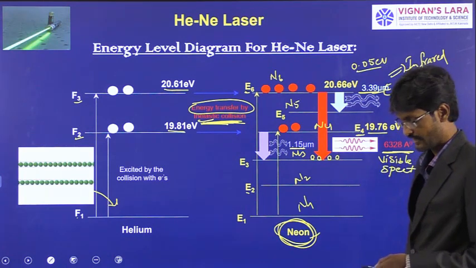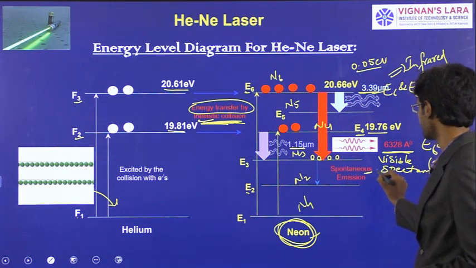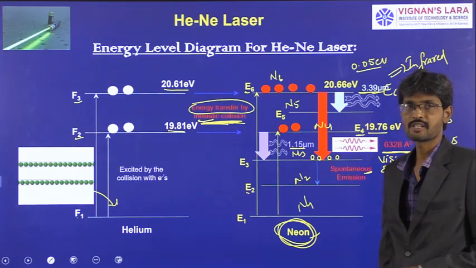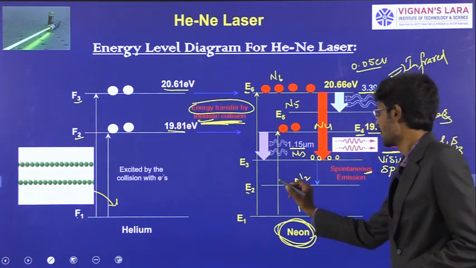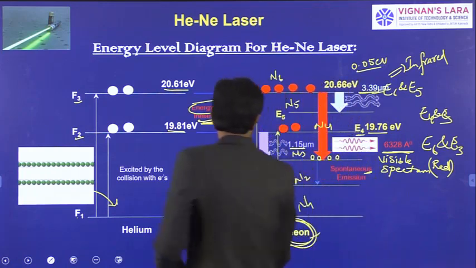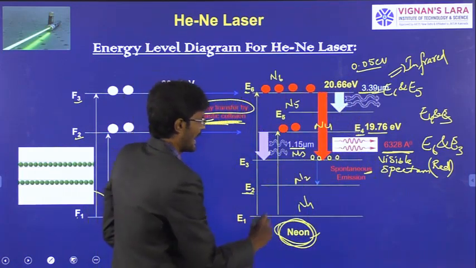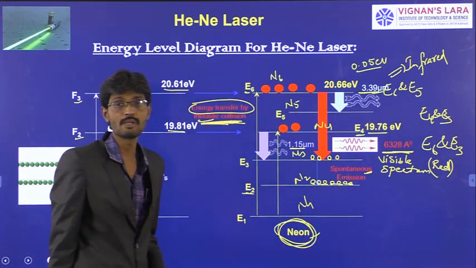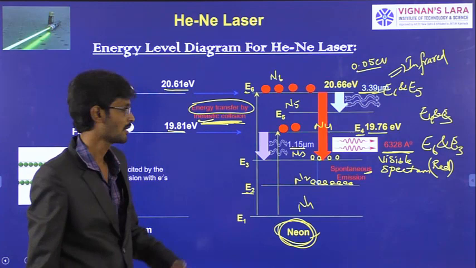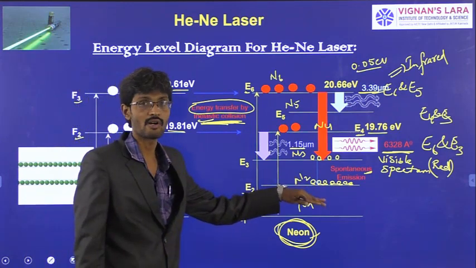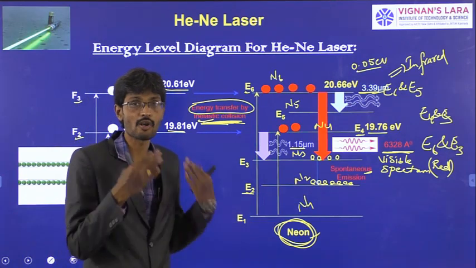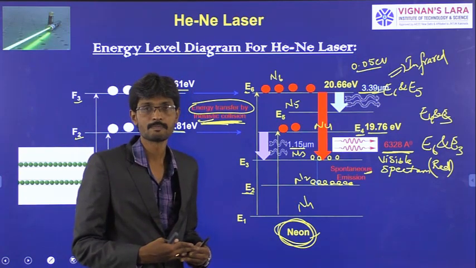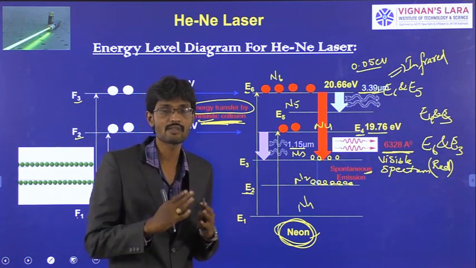After E3, they make spontaneous emission and come back to E2. Now, E2 is a metastable state. Already we discussed, E2 is a metastable state. As E2 is a metastable state, more neon atoms are accumulated at E2. That means neon ions will stop at E2. That means they stay for a long time in E2. As they stay for a long time in E2, suppose there are 10 neon ions there.